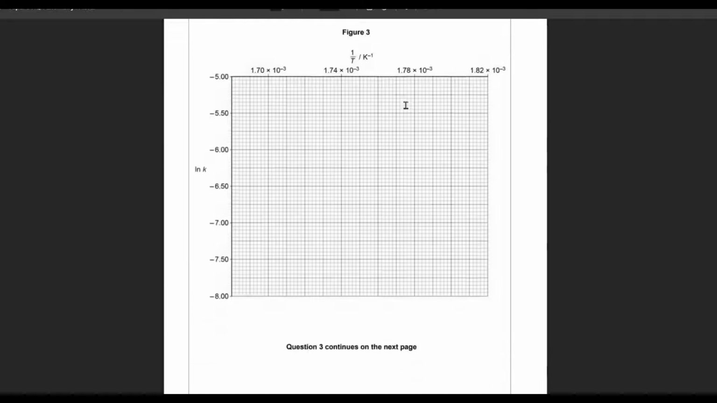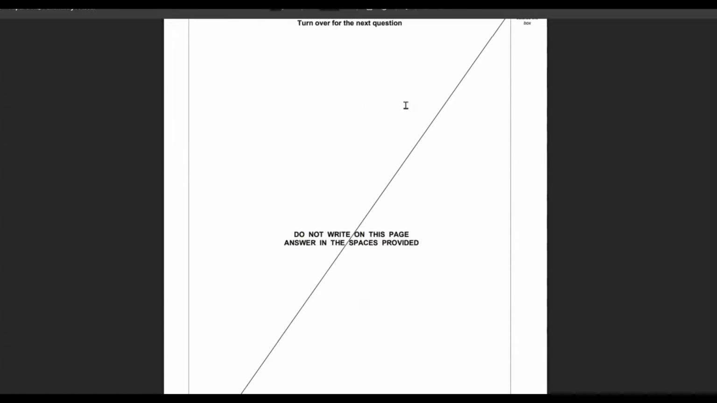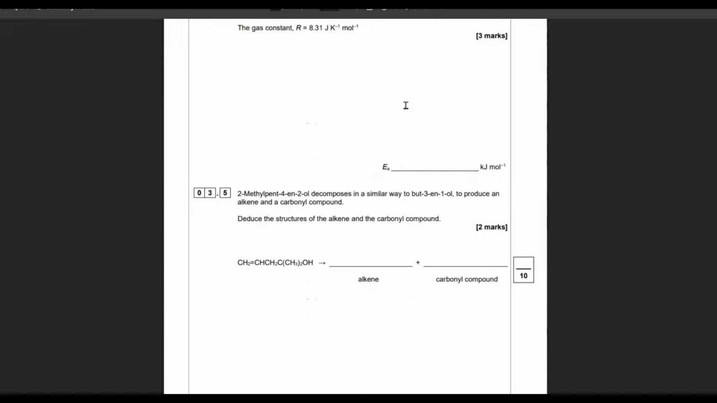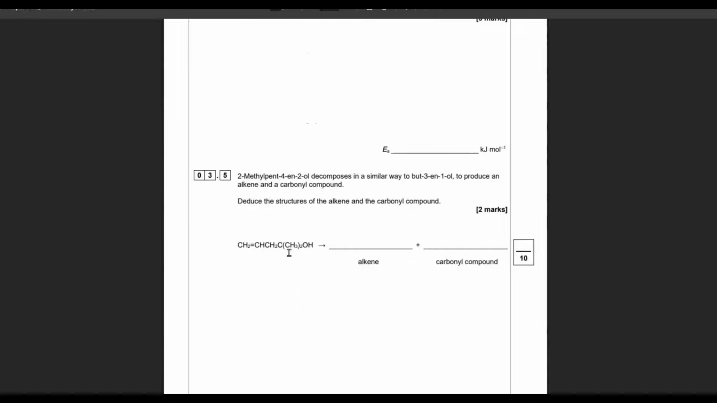So what they're saying to us is break this into an alkene and an aldehyde. Why don't you pause the video and have a go?